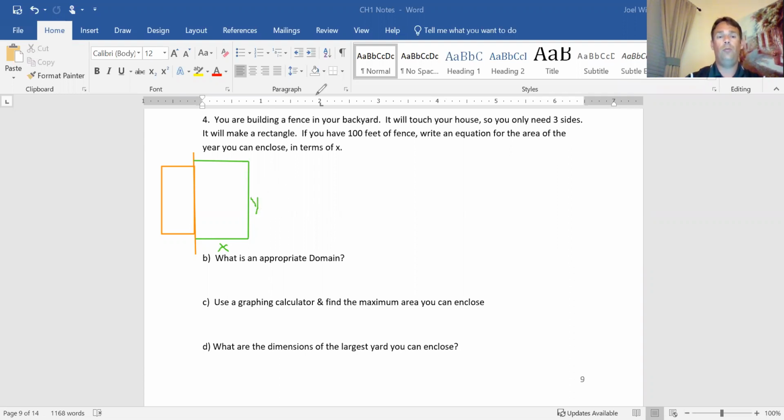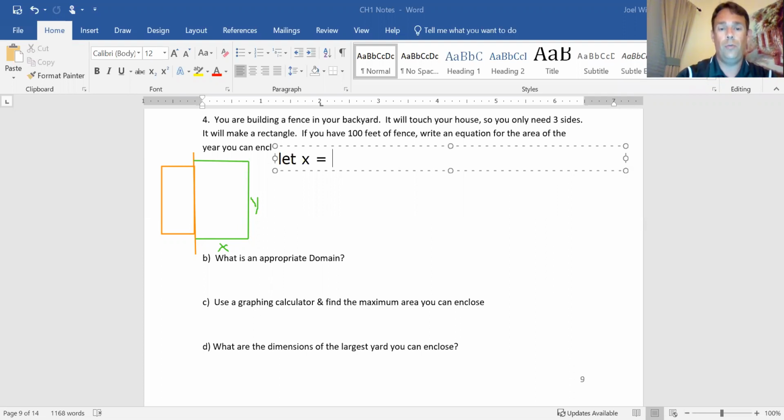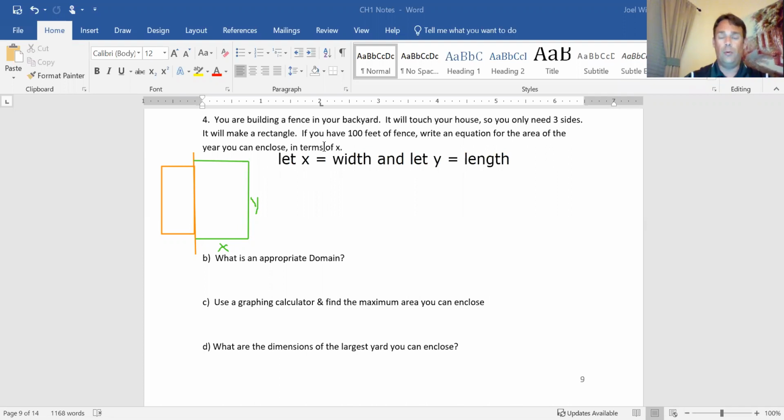So if we want to be really technical, which we should be, we should go ahead and tell everybody what we're doing here. Let x equal the width and y equal the length. So we should never just use a variable just to use a variable. We should always define it.